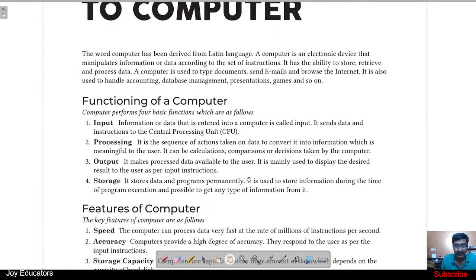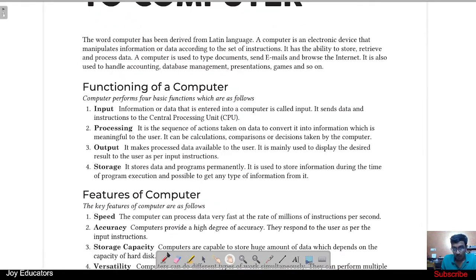Before that, let us see: there are four things in a computer, called the functioning of a computer. You can write it down if you want. Anyway, I'll be sending this PDF, so no need to worry. The functioning of a computer has four things: input, processing, output, and storage. It goes as simple as this.